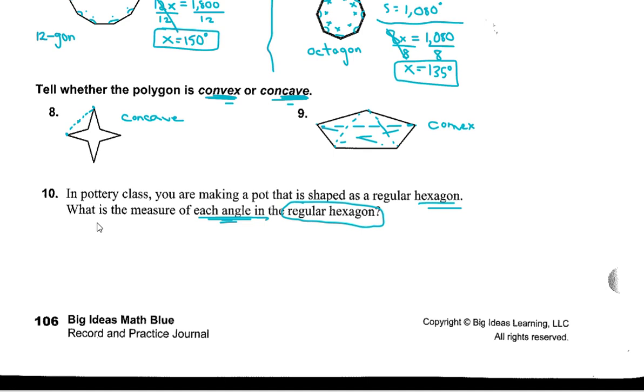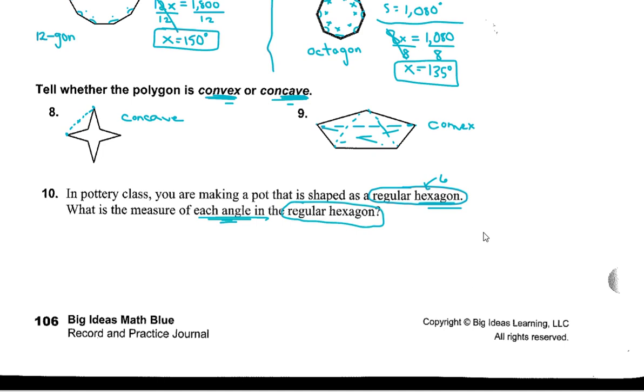All right, and then number 10, it says in pottery class, you are making a pot that is shaped as a regular hexagon. Regular hexagon, again, means that all sides and angles are congruent. So a hexagon has 6 sides and 6 angles. And if it's a regular hexagon, they're all going to be the same length for the sides and the same angle measures for the angles.